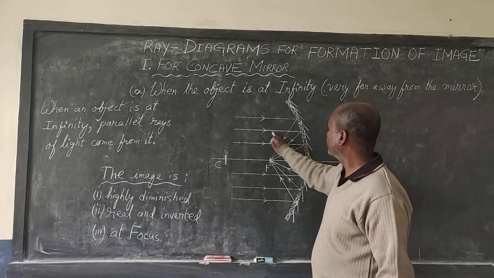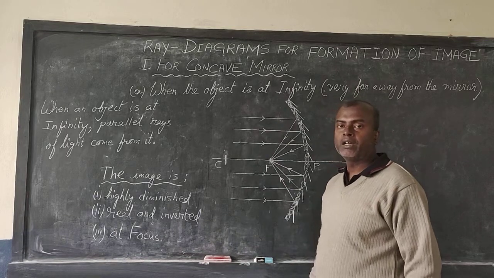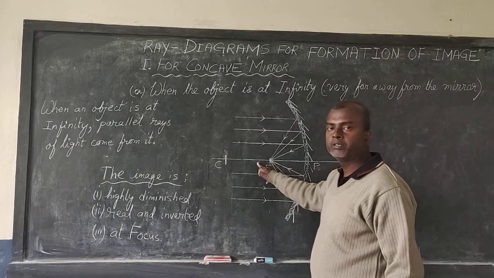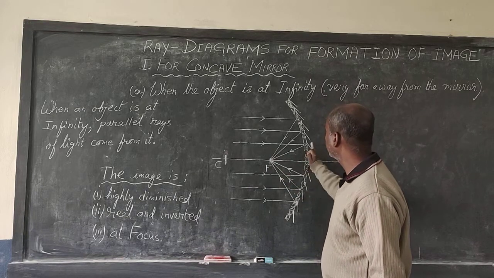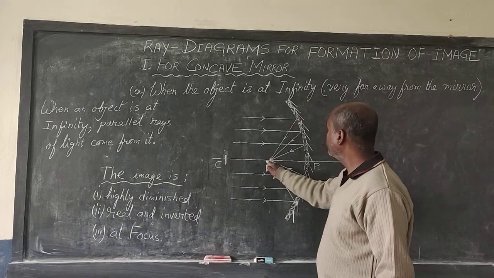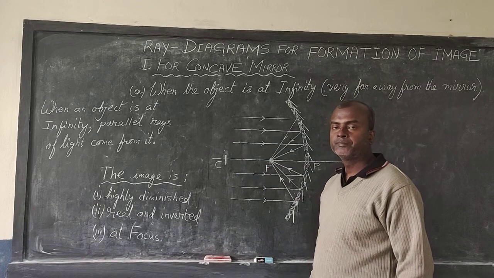So there are 6 rays over here. All of them are parallel to the principal axis. After reflection, see I have drawn here, all of them come and meet at the focus.